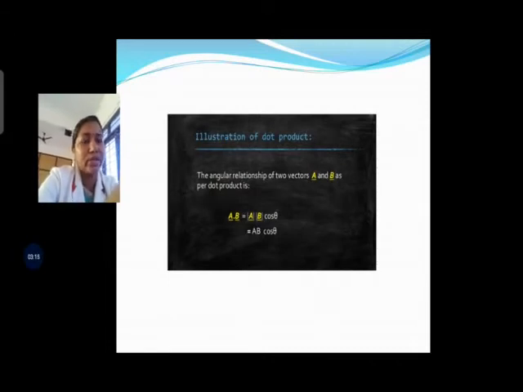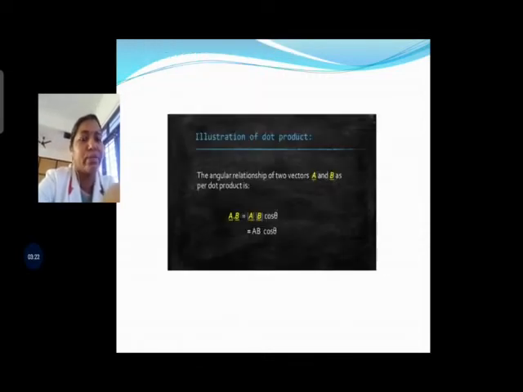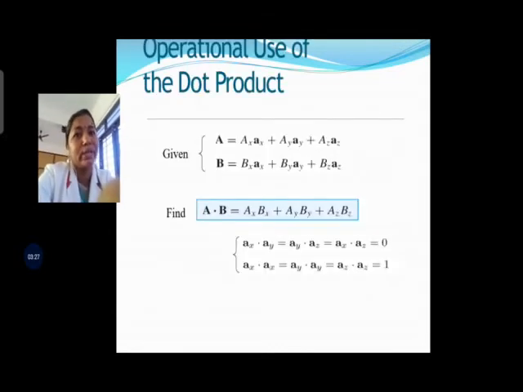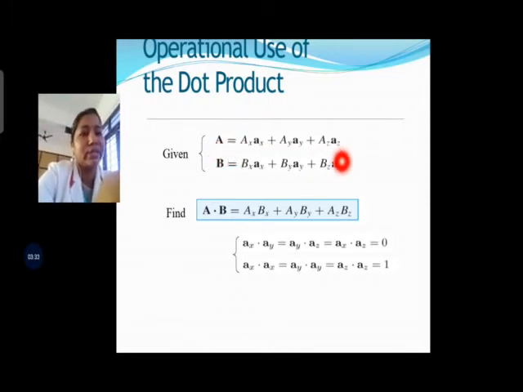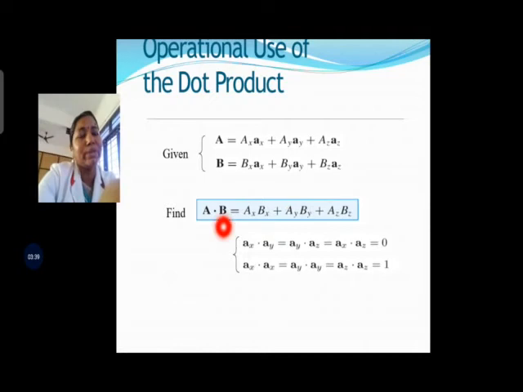The angular relationship of two vectors: A dot B is equal to AB cos theta. Simply we have written AB cos theta. While writing, you have to take mod A, that means the magnitude of A, and the magnitude of B. So for the dot product, A is equal to ax, ay, az, and likewise B is bx, by, bz. A dot B means just multiplying these things.